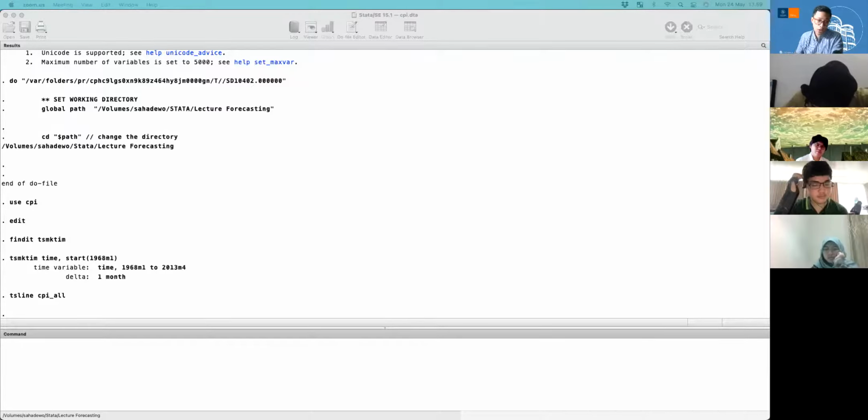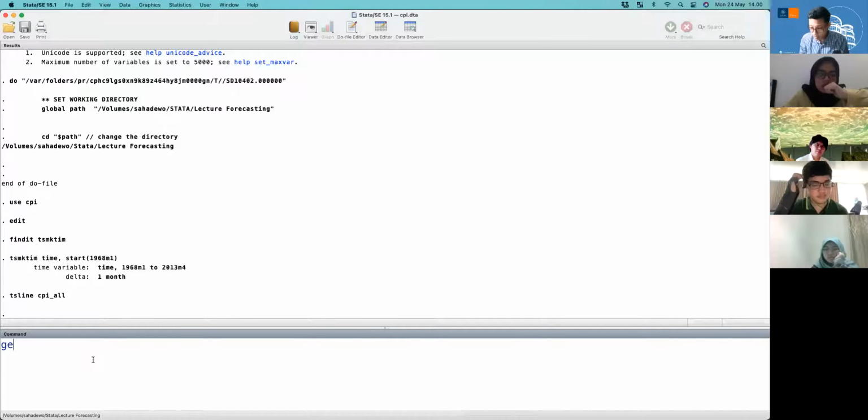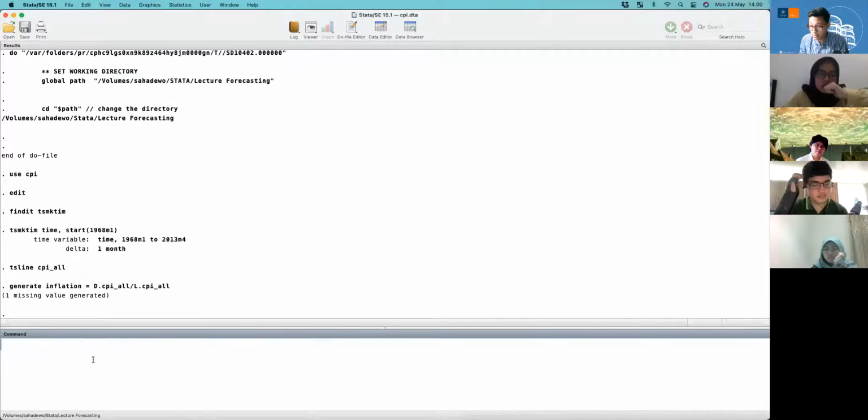Okay, so since we have the consumer price index data, we can now calculate inflation. Basically, if you have price index data, it could be a consumer price index, a wholesale price index, or the producer price index. You can calculate inflation using those variables, although they're going to generate a different measure of inflation. But let's start with the first method. I'm going to generate inflation, which is the change in YT. So it's CPI period T minus CPI T minus 1 divided by L dot YT minus 1, which is CPI all. This is the first way of calculating inflation.